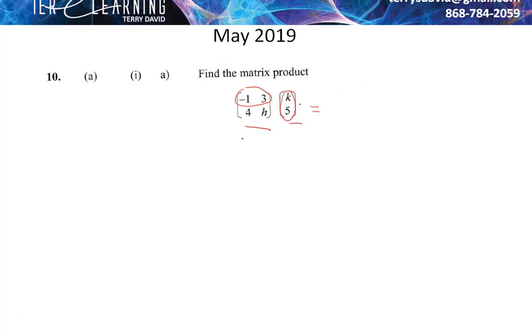Now, in this case, we're going to say 1 multiplied by k will give me minus k, plus 3 multiplied by 5 gives me 15, right? Then I'm going to take this row and multiply by this column here. So I'm going to get 4 multiplied by k gives me 4k, plus h multiplied by 5 gives me 5h, right? So that's the answer there.